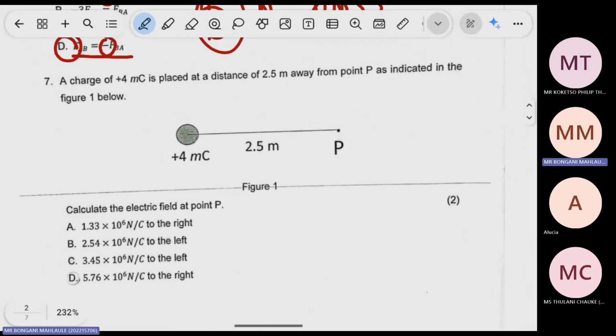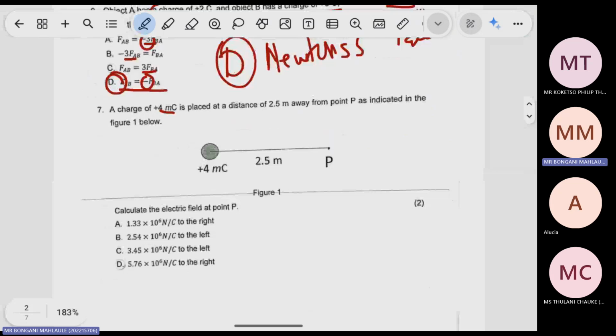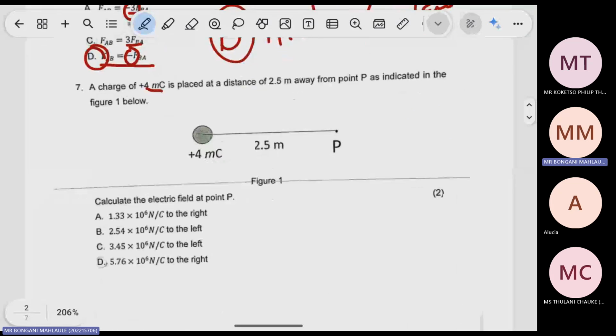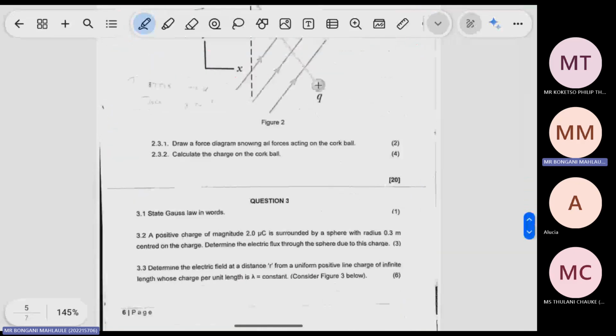Then number 7. You have got two charges, a charge of 4 millicoulombs at a distance of 2.5 meters away from point P as indicated in the figure. Then they were saying calculate the electric field at point P. One of you should also send the question paper for 2024, the first one. We're actually supposed to just do these question papers because I think it's the best way to practice.